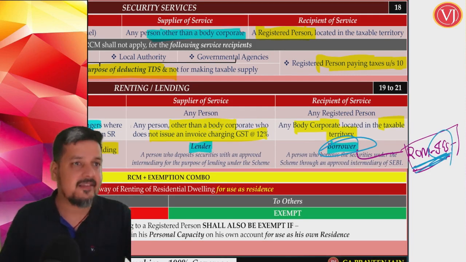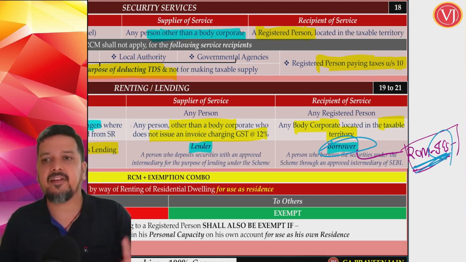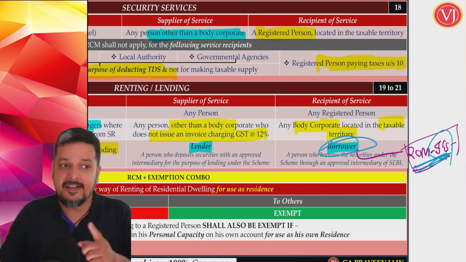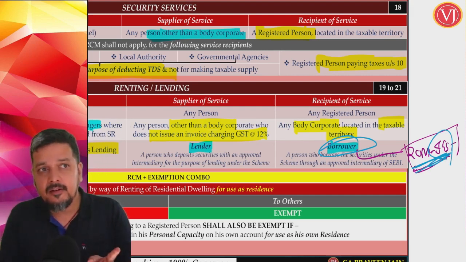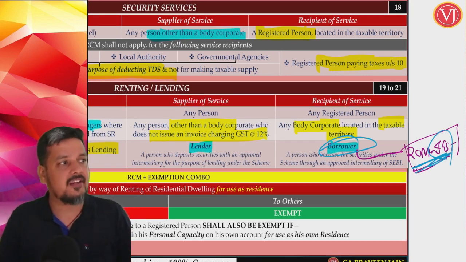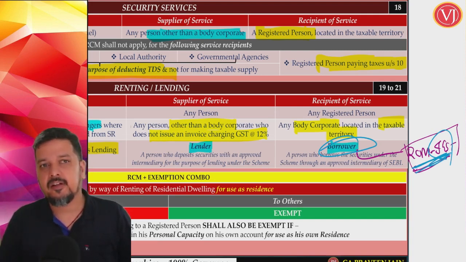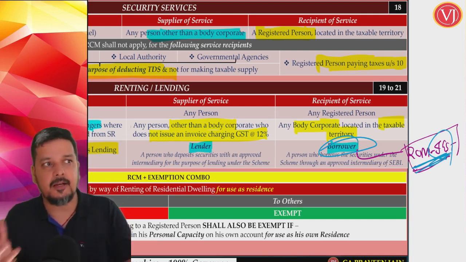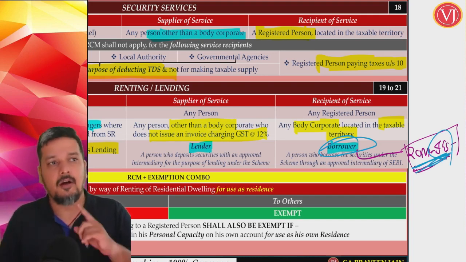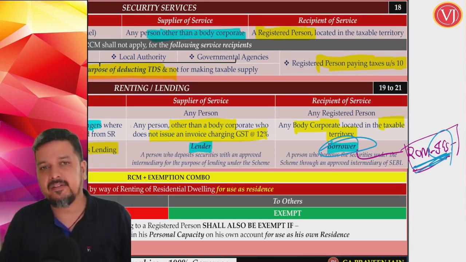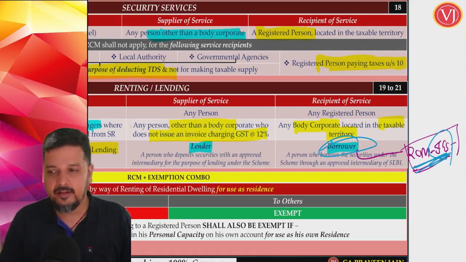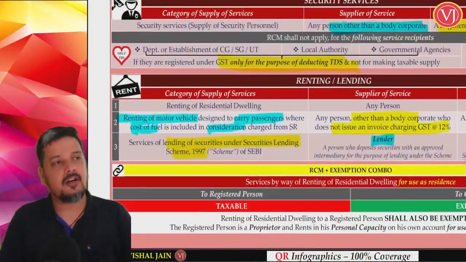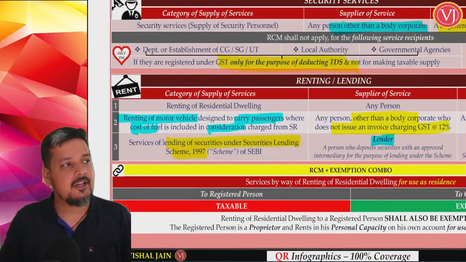It is always RCM, always IGST. In all the other cases that we have discussed, I have always shown you that it can be under RCM, it can be under FCM, it can be CGST, SGST, it can be IGST. But this is always RCM and always IGST. Now the next case here, we are talking about renting of residential dwelling.